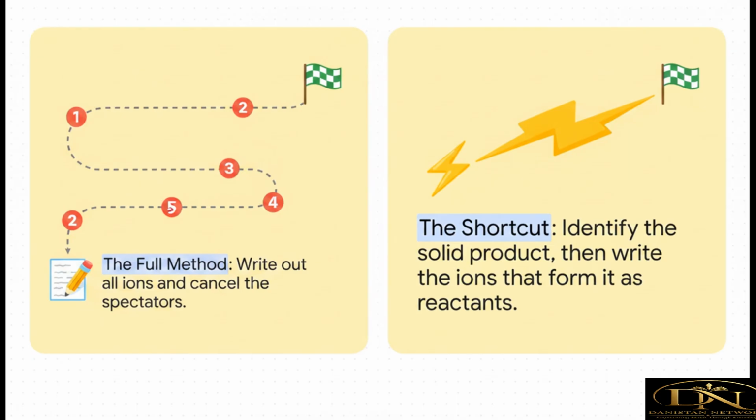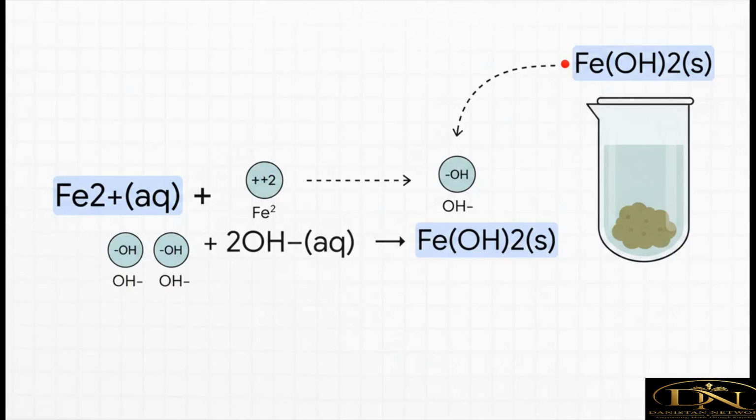All you have to do is figure out what the solid product is, and then just write down the ions that came together to make it as your reactants. So for example, if we make solutions to make solid iron 2 hydroxide, we just use the shortcut. We write that solid as our product. Then we just ask, what made it? Well, 1 iron ion and 2 hydroxide ions. So we write those as the reactants. And that's it. Done. Pretty elegant, isn't it?